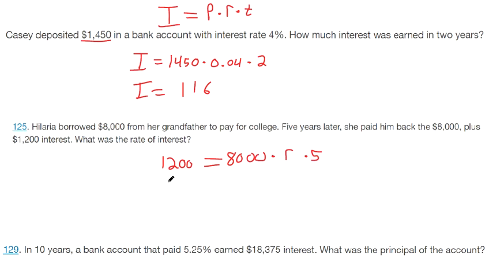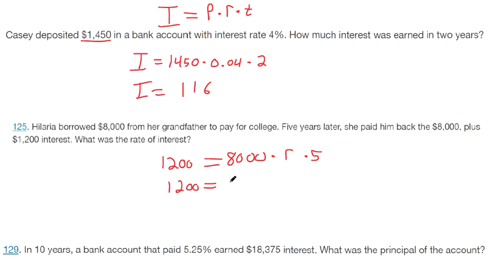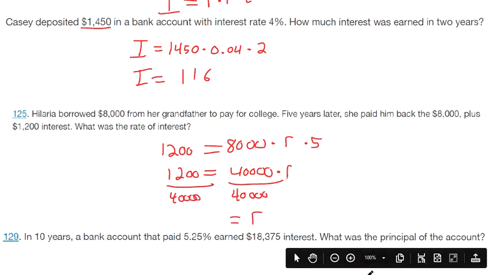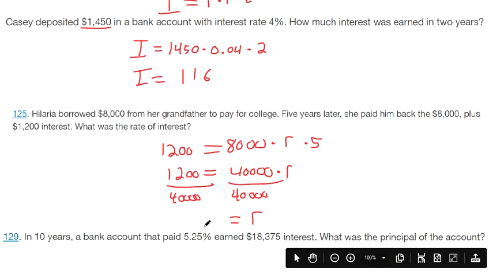The order you multiply in doesn't matter, right? 1 times 2 times 3 is the same thing as 3 times 2 times 1. So we've got 8,000 times 5. That makes $40,000. We can multiply those two things together because they're already on the same side of the equation. And then to finish getting R by itself, divide both sides by 40,000. So R equals 1,200 divided by $40,000. So R equals 0.03, or as a percentage, R is 3%.